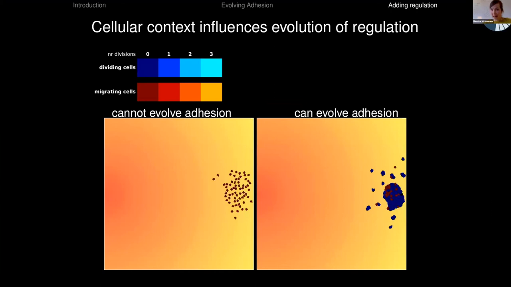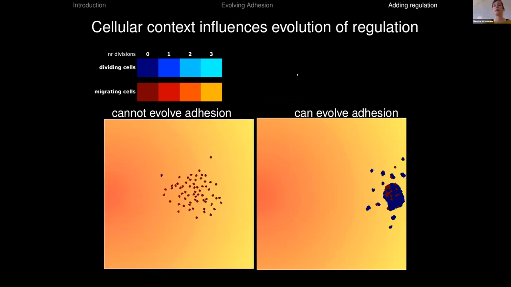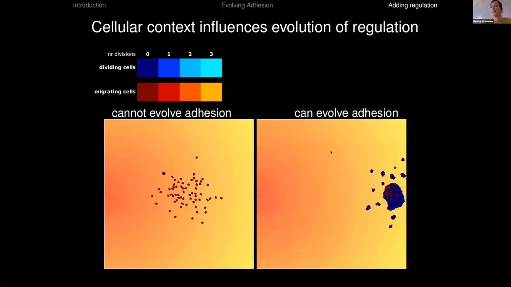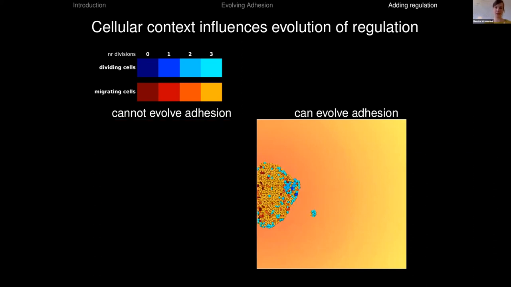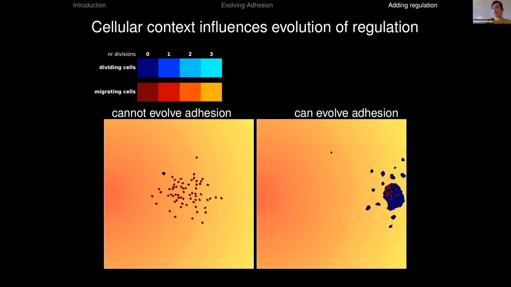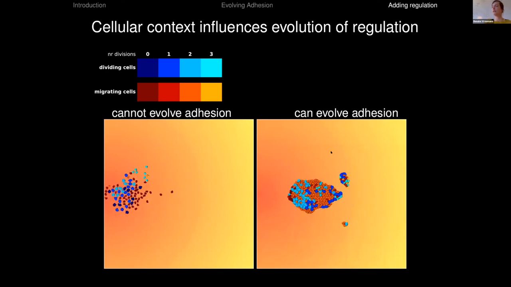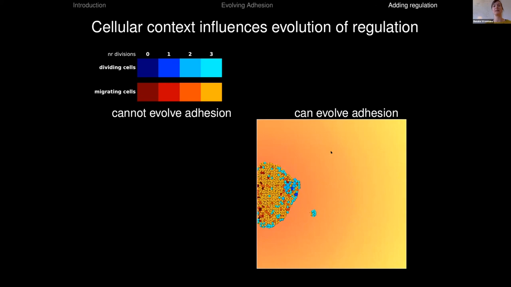And so what we see happening so far is that when they cannot evolve adhesion, so we don't allow them to evolve stickiness, they evolve a strategy where they first race towards the peak before dividing. If instead they are allowed to evolve adhesion, they always do, even though they have enough time to do all of it, migration and division, and the gradient this time is very steep and non-noisy. So they don't really need to stick to each other, but still they do.